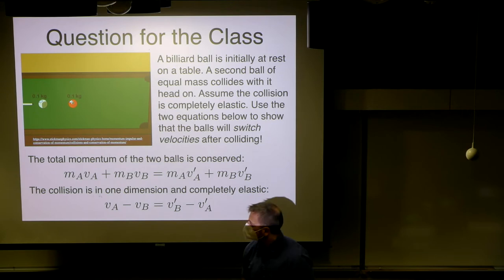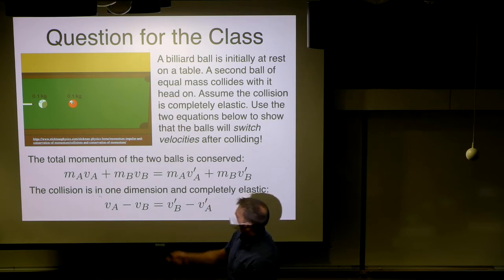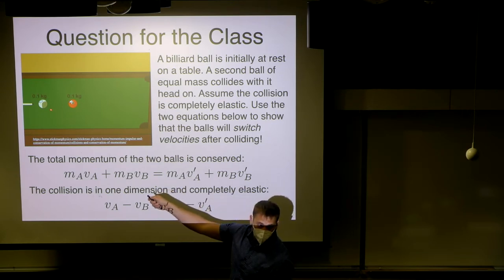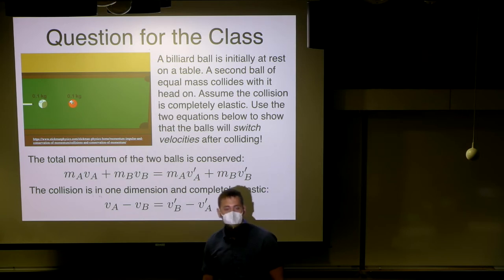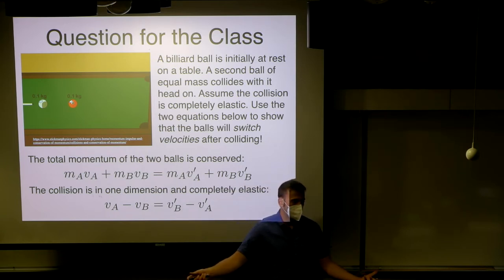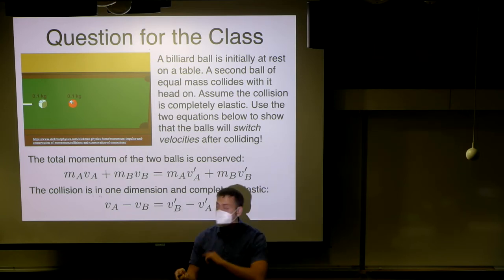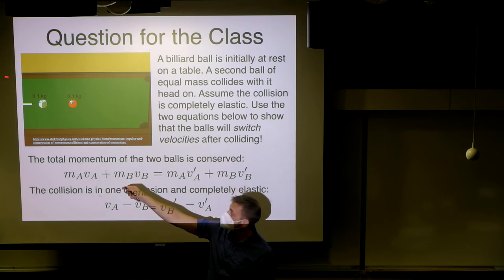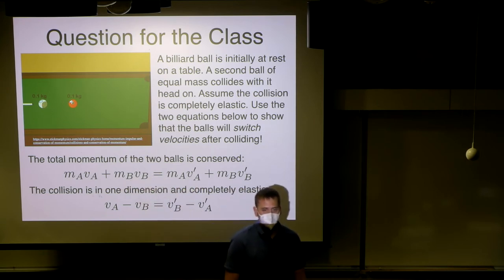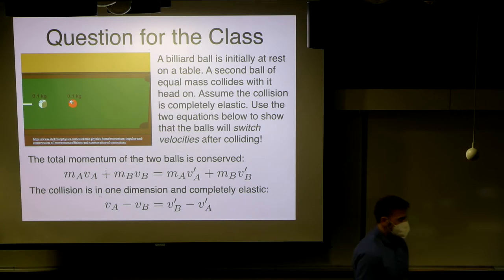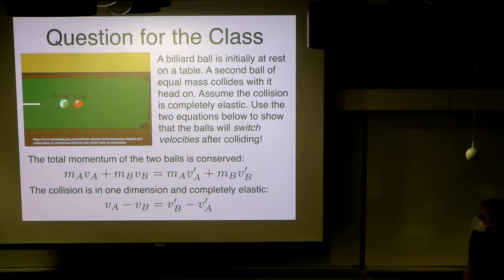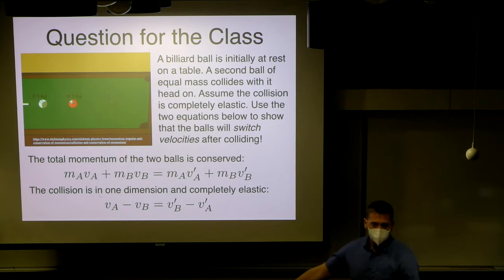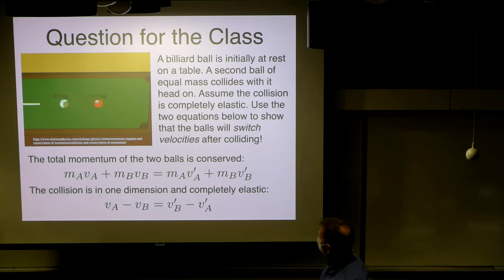In other words, if the red ball is initially at rest, and the cue ball is initially coming in at, let's say, 1 meter per second, after they hit, they switch velocities. So now this one is at rest, and this one's moving off at 1 meter per second, okay? You've all seen this kind of thing happen before. Here's what it looks like in the animation. They just switch velocities, okay? So what we're going to do is show that this is true.